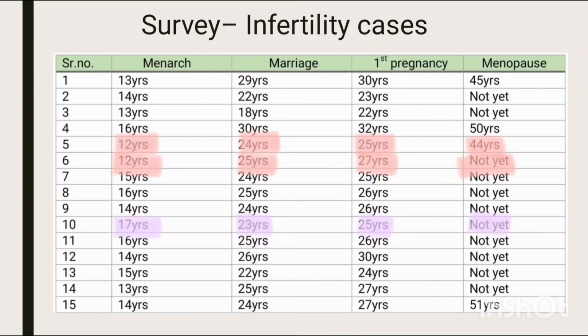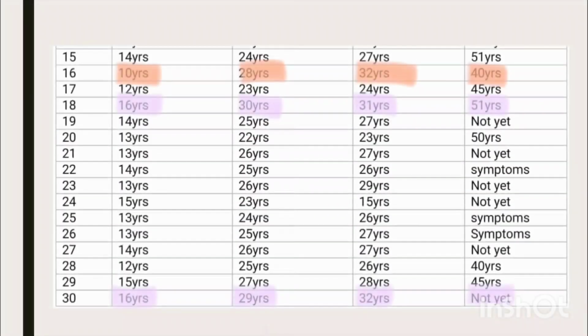but still has not got her menopause, as she had her menstrual cycle starting at the later part of her teenage. In this second batch, a woman who had her menarche at 10 years of age had her marriage at 28 years of age, had her first pregnancy at 32 years of age, and had her menopause at a very early age, that is at the age of 40 years.